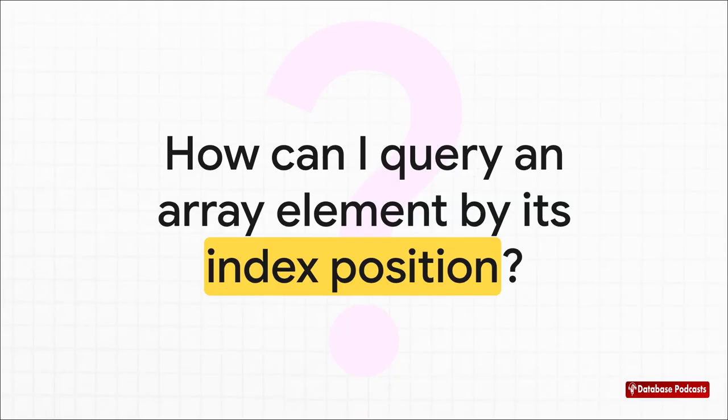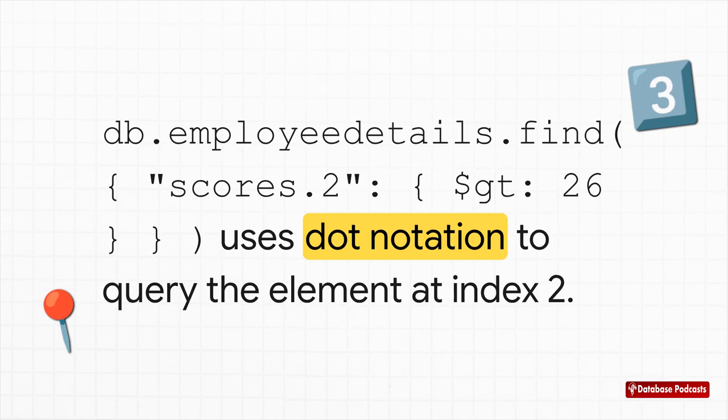Right, so sometimes the order of things really matters. You might need to check the value of the very first item, or maybe, like in this case, the third item in an array. The way you do this is with something called dot notation. You just combine the field name, scores, with the dot and the array's index. And remember, arrays are zero-based, so index 2 is actually the third element. This query specifically checks if that third score is greater than 26.